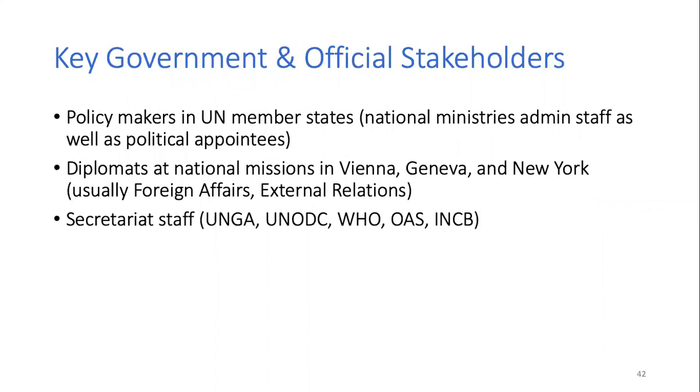As we're moving along, we're going to talk about who the key government and official stakeholders in our advocacy collaborations are. And these are the policymakers in your countries, in the UN member states. These are the people who work in the national ministries as administrative staff, as well as the political appointees. So the civil servants as well as the ministers, they are government stakeholders. And then also the diplomats at the national missions in Vienna, Geneva, and New York. Those are the UN offices.